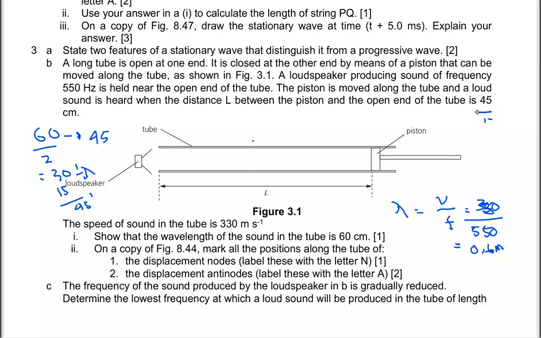Okay, 15 is a quarter wavelength. So we have half a wavelength and a quarter wavelength, which means we have 3/4 wavelength here. So just draw 3/4 wavelength in this 45 centimeter. The piston always ends with a node. This always ends with a node.